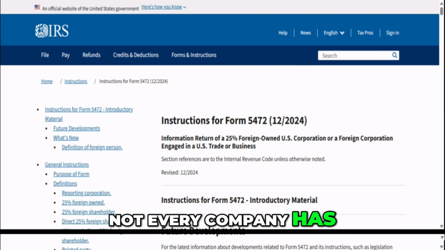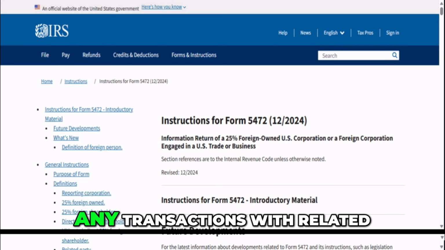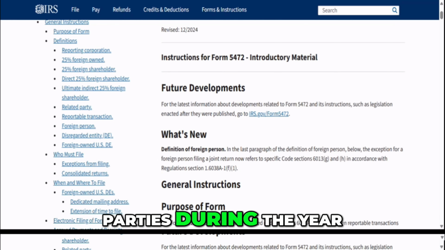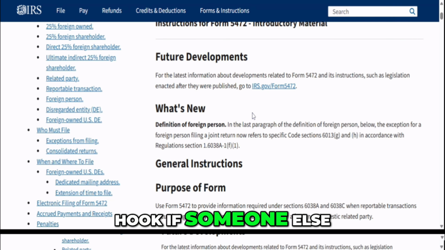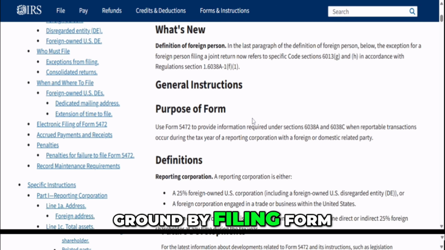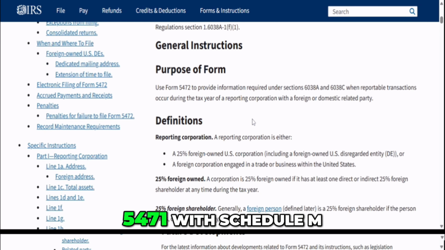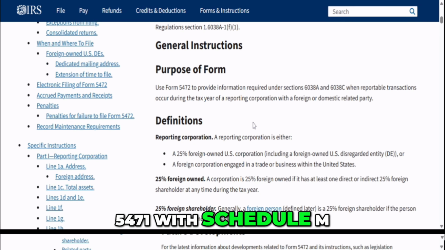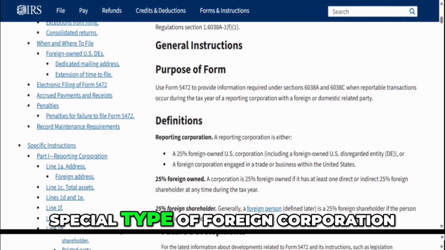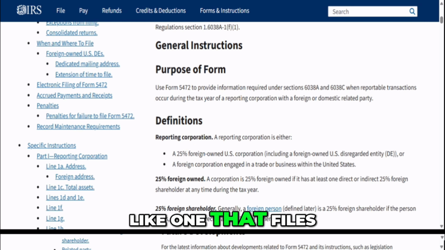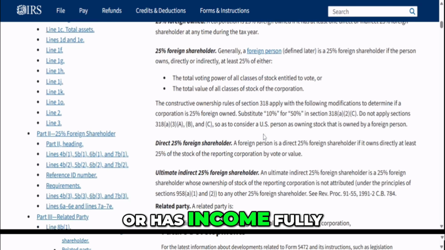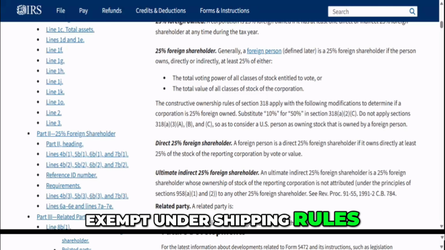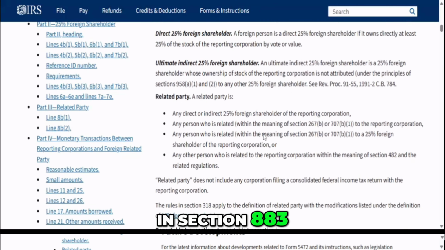Not every company has to bother with Form 5472. If you didn't have any transactions with related parties during the year, you can usually skip it. You're also off the hook if someone else already covered the same ground by filing Form 5471 with Schedule M, or if you're a special type of foreign corporation, like one that files Form 1120-FSC, or has income fully exempt under shipping rules in Section 883.